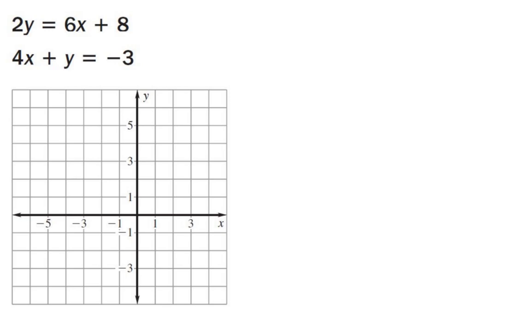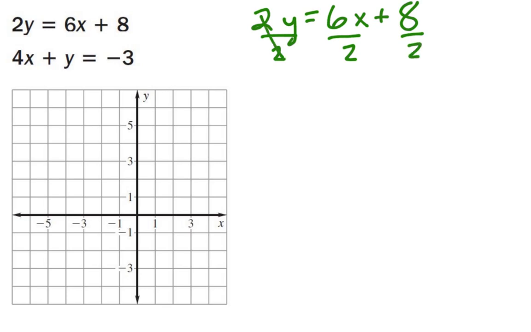In equation 1, it's almost in slope-intercept form. I've just got that 2 as a coefficient of the y. So if I rewrite the equation and then do some solving steps to get y by itself, which would then put it in slope-intercept form, that would mean I should divide every term by 2 to simplify this to 1y. Well, this simplifies to 3x plus 4.